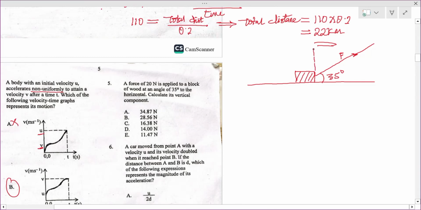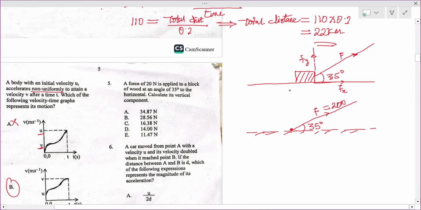So they said you should find the vertical component, the component of this force F acting upward. That is the vertical component, right? So we can call that one Fy, and the horizontal component is what? Fx. So let's quickly draw the free body diagram. We assume here is the point of action of the force, and here is the horizontal floor, and the force equal to 20 Newton is applied at an angle of 35 degrees to the horizontal.